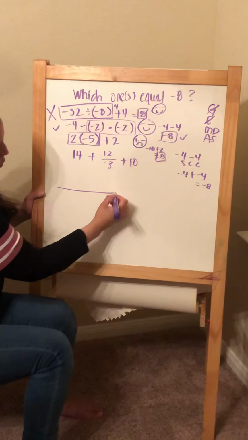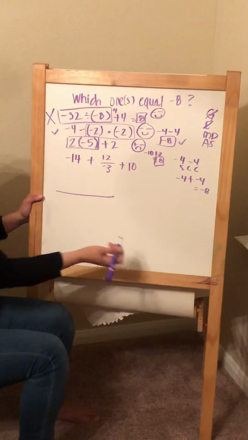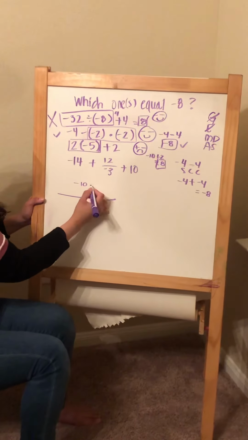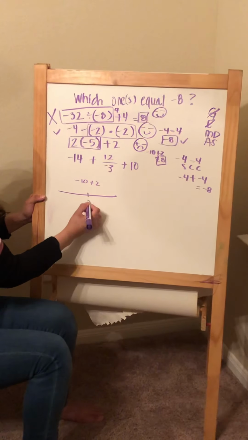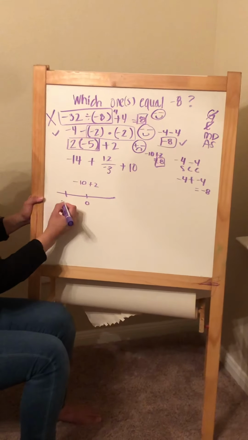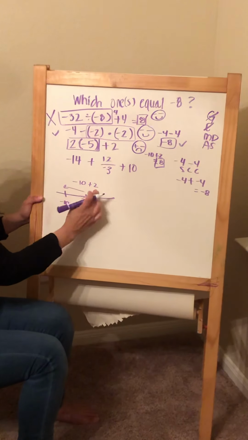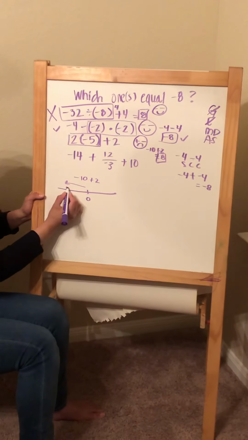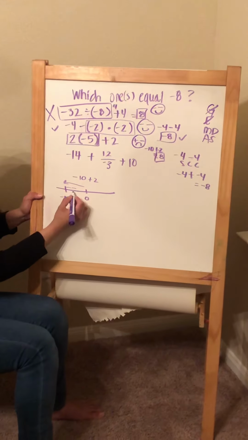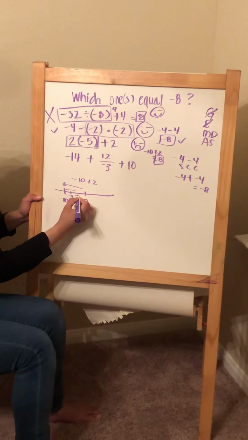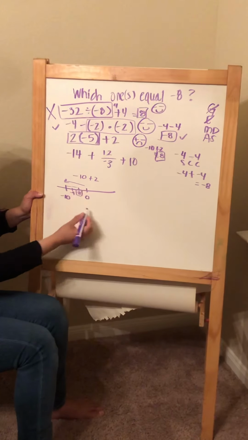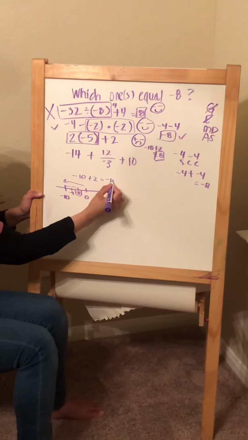A request was, how do you see that on a number line? So -10 plus 2, right? So we're at 0. We go to -10. And now you're going to add 2. So you're going to move over 1, 2, and end up at -8. And that proves that it's -8.